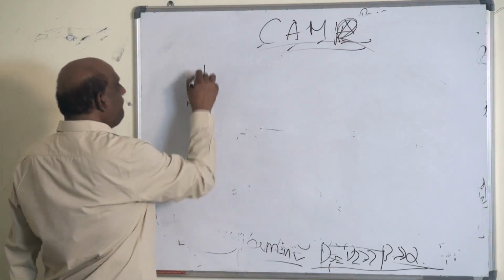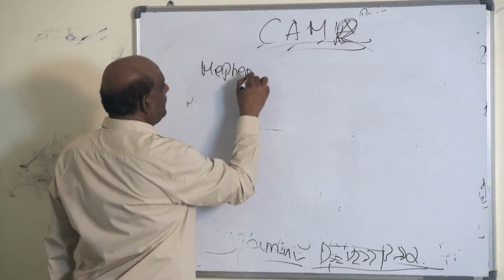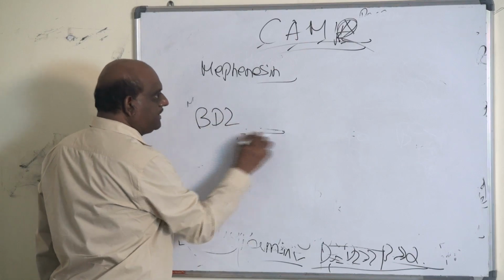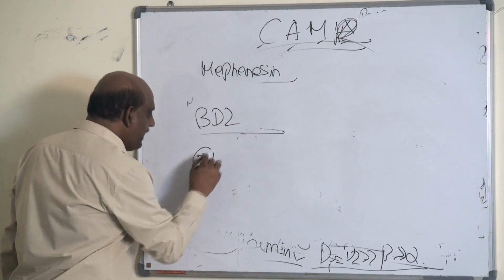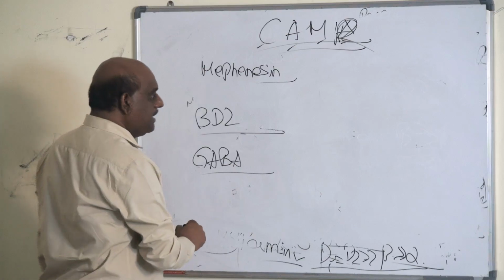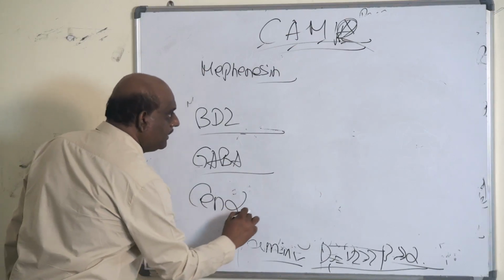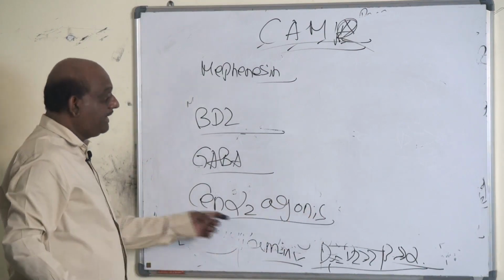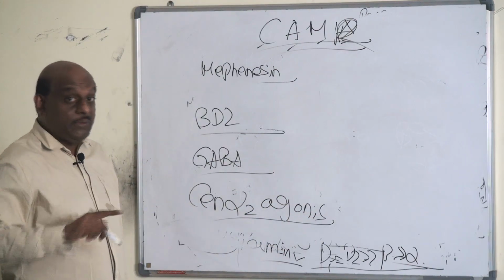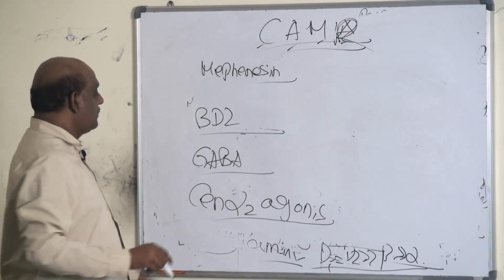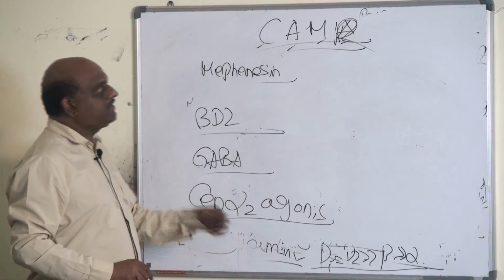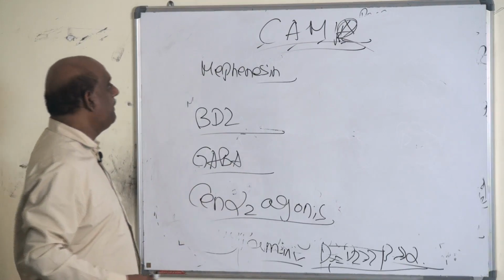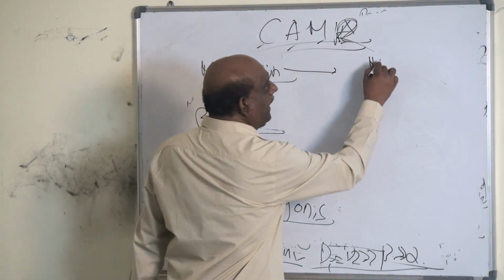They are mephenesin congeners is one class. Benzodiazepines is another class. GABA mimetics is another class. Central alpha 2 agonists. Even central alpha 2 agonists also. Alpha 2A, 2B, 2C, 2D, right? So central alpha 2 agonists are also muscle relaxants is what you need to remember. So what are mephenesin congeners?